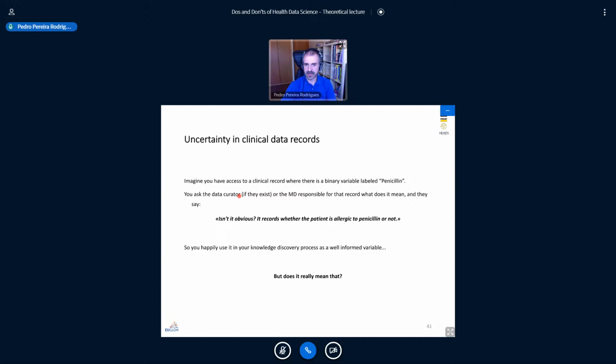Of course, you can have answers like this. Of course, it records whether the patient is allergic or not to penicillin. But does it really mean that? Or does it mean that the patient was tested for being allergic to penicillin? Or the patient has just had a shot of penicillin? So it's hard to just look at the data and understand what it means.